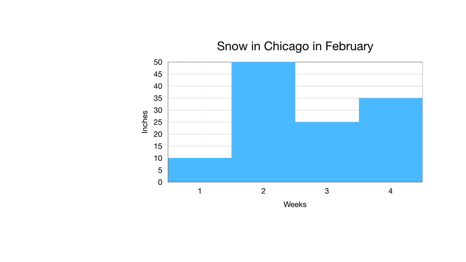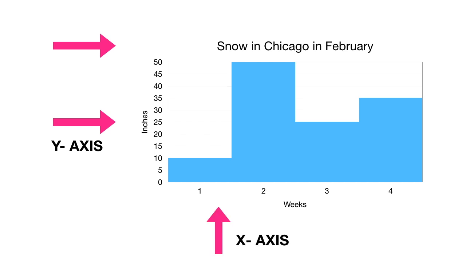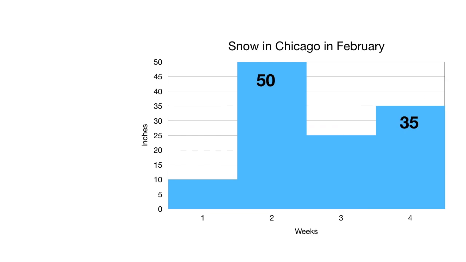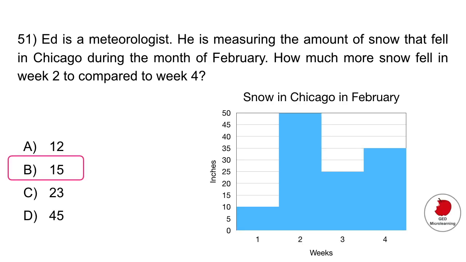All right, so in this case, they're telling us it's a histogram about snow in Chicago in February. If you look at the y-axis, it's telling you inches of snow. The x-axis is telling you how many inches of snow in weeks 1, 2, 3, and 4. Okay, and in the question, they're talking to us about week 2 and week 4. So if we just go ahead and subtract the amount of snow in week 4 from week 2, you end up with a difference of 15. Okay, so 15 inches more of snow fell in week 2 compared to week 4.